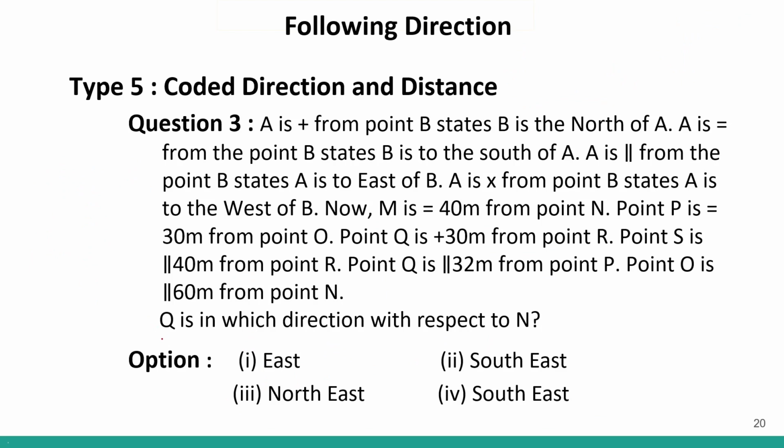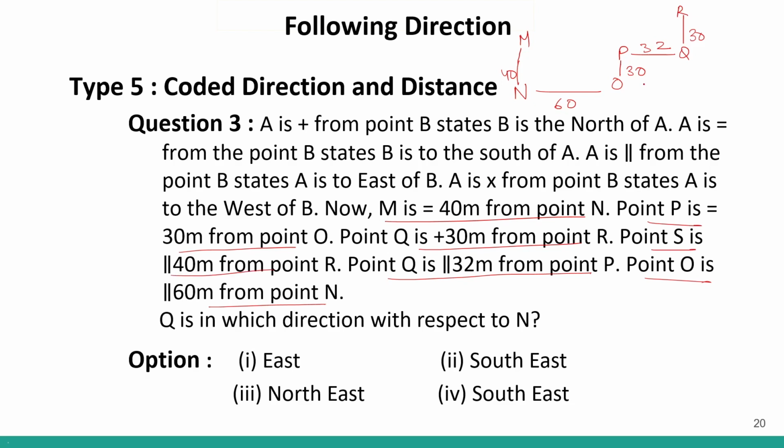Again, same information, different question. So let us draw the diagram. M, from here we go to N. From N we go 60 meter to O. From O we go 30 meter to P. M has to be a little above. Then P. From P we go 32 meter to Q. From Q we go 30 meter to R. And from R we go 40 meter to S.